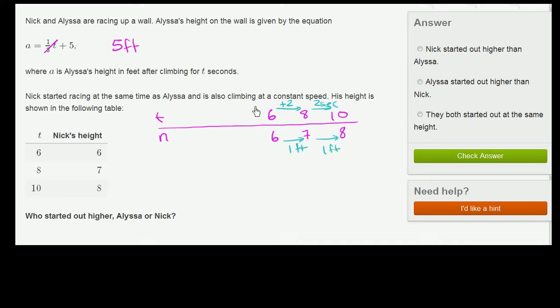So you could go backwards. If we take away 2 seconds to 4 seconds, he will decrease in height by 1 foot. If we go back another 2 seconds, he will decrease in height by another 1 foot. The reason we can say this is because we know he's climbing at a constant speed. So if we go back another 2 seconds to our starting time, he would have been 1 foot lower, at 3 feet. So just like that, we now know at time equals 0, Nick's height is 3 feet.